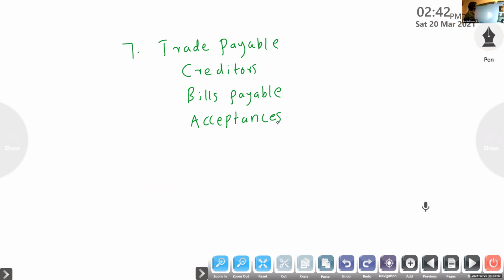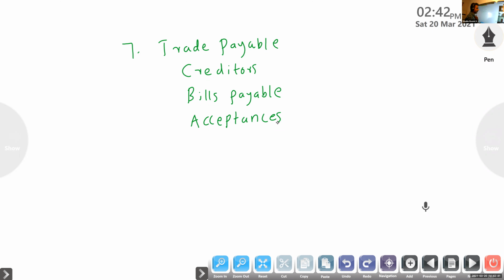Trade payable: creditors and bills payable only. Acceptance is also one item. Accepting the bill is related to bills payable, so it is trade payable only. If it is given, you have to remember that is trade payable. Mainly creditors plus bills payable. Then other current liabilities, short-term provision.